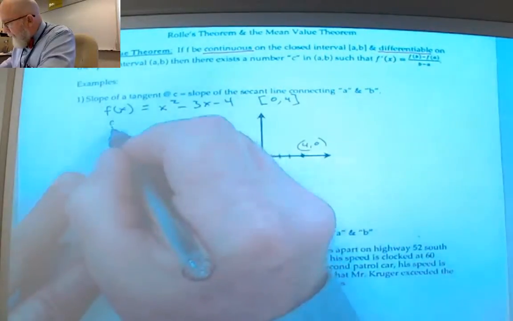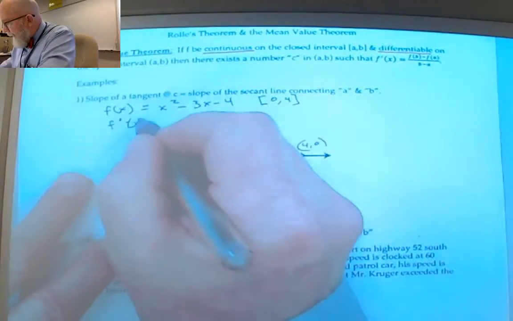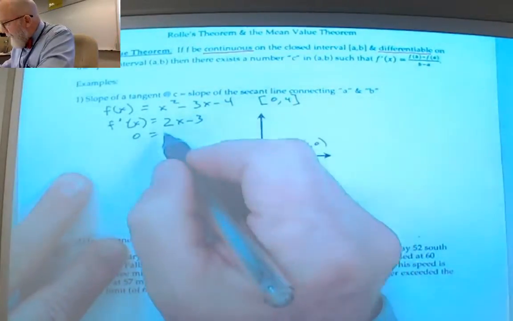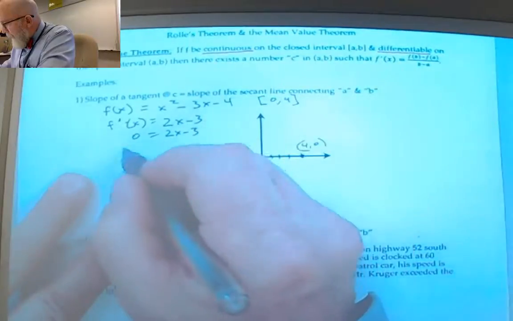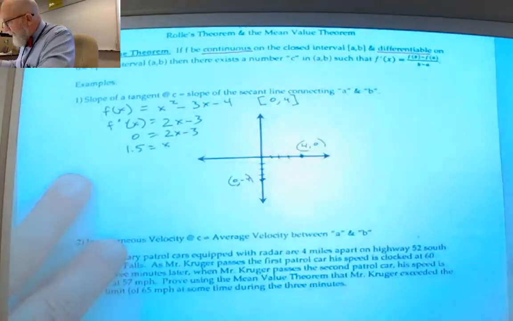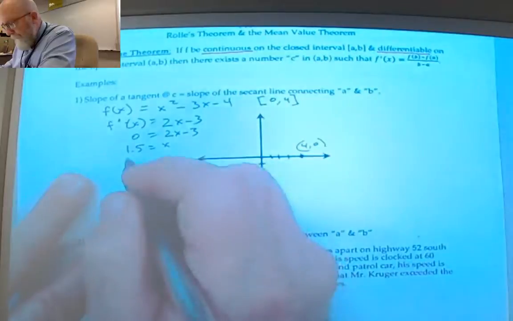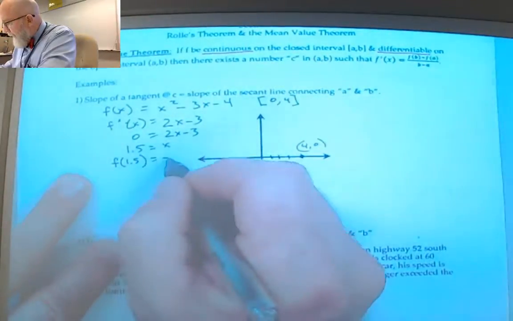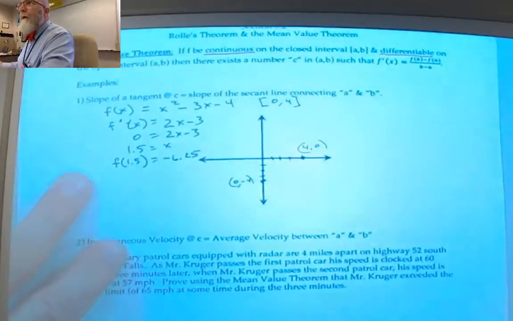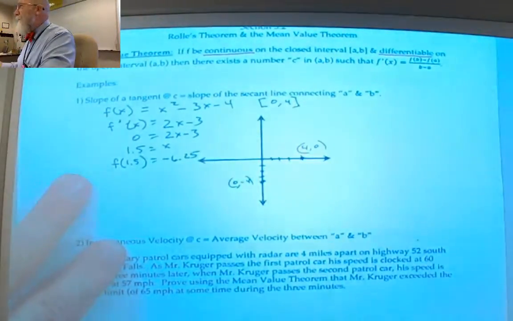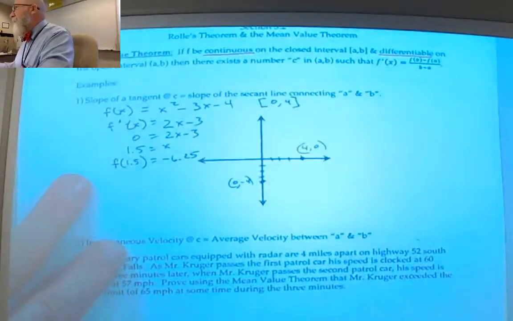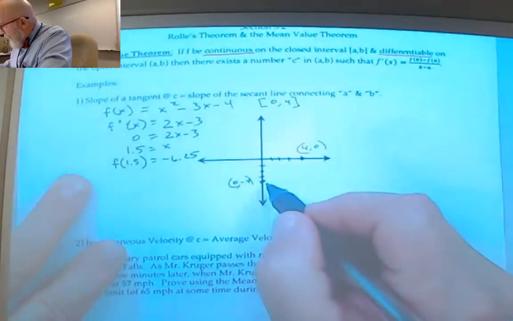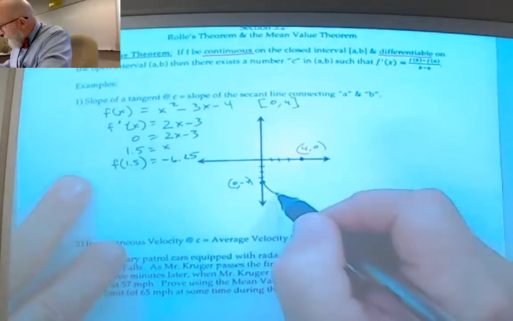And then I took the derivative to see if we could figure out that vertex. We got 2x minus 3, made it equal to 0, and we got 1.5 is equal to x. And then when we plugged 1.5 into here, I think we got negative 25 fourths, which is negative 6.25. So here's 1.5, and so it's a parabola that kind of looks like this.